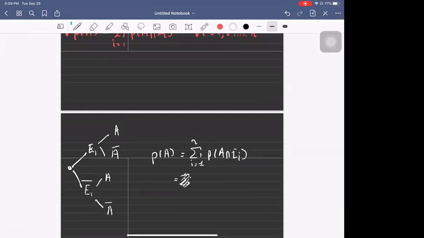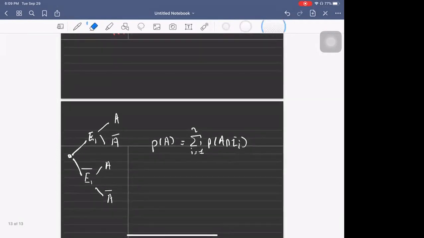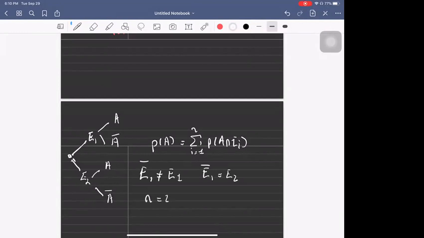Actually, we know that E1 bar is not equal to E1, so we'll note E1 bar as a second event, a second set corresponding to an event. So E2. So N goes to 2.